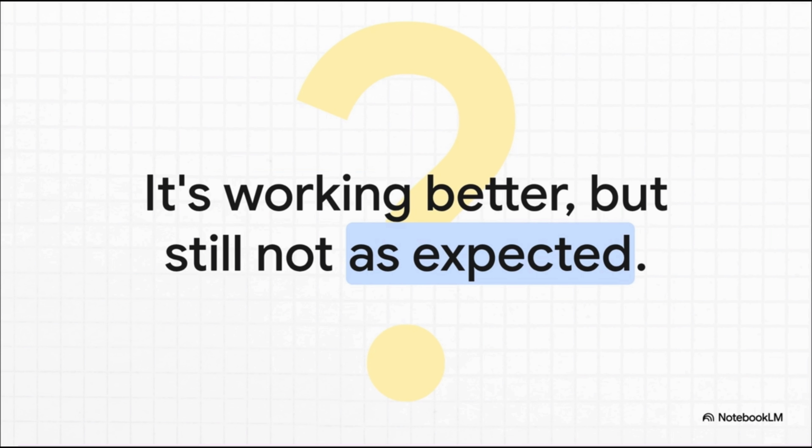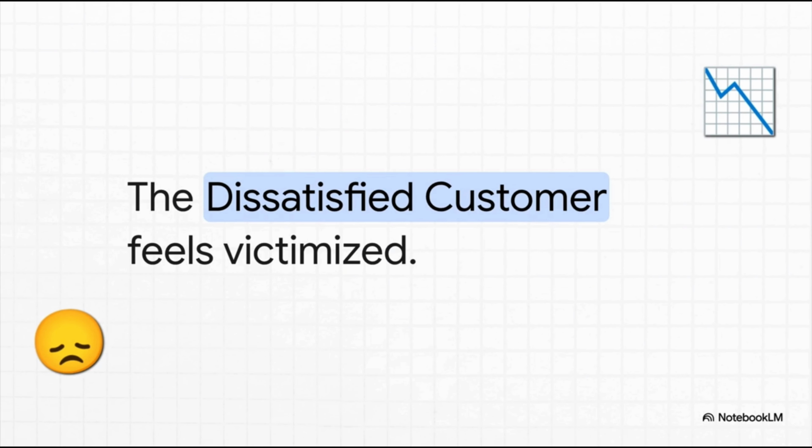The customer sighs and says, "Well, it's working better now, but still not as I expected." Listen to that lingering, unresolved grievance all wrapped up in that statement. Which customer archetype is this one? That is the classic dissatisfied customer. No matter what you try to do to fix it, they still feel a bit victimized and let down. They want you to know they aren't fully happy yet.